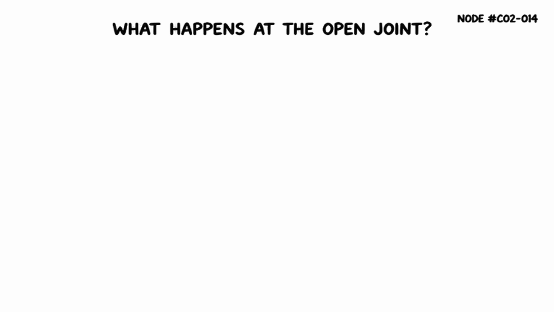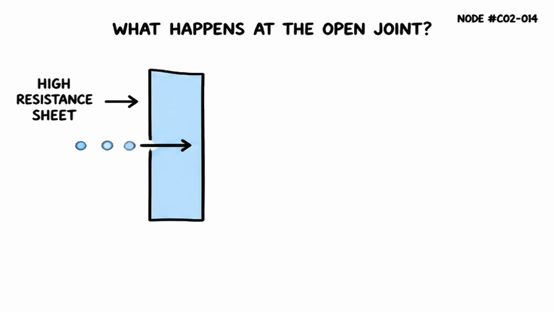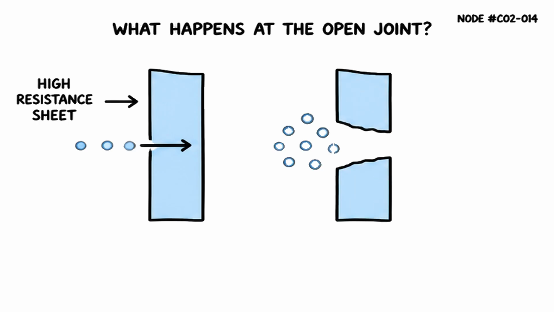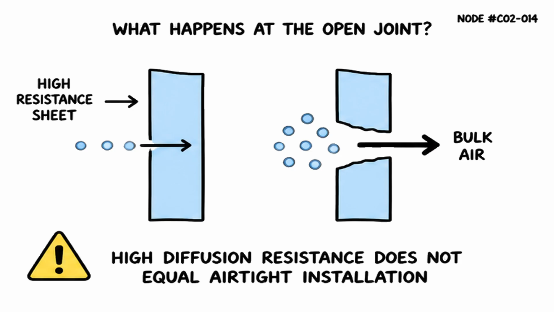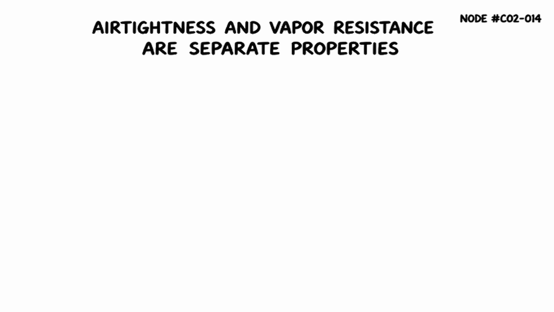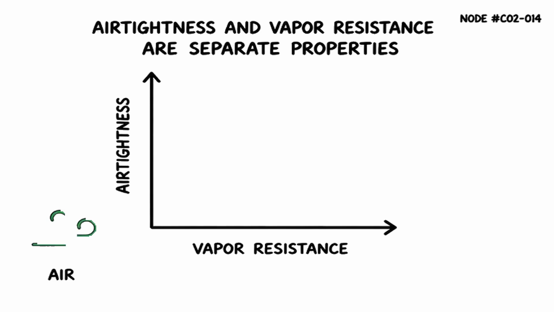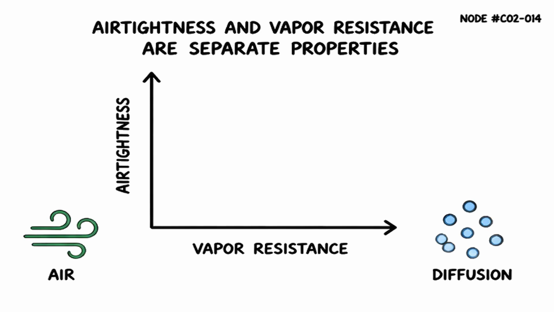Prediction test. The sheet has high diffusion resistance, but its joint is open. What happens at the open joint? Bulk air bypasses the material. SD describes diffusion through the material, not air moving through a seam. The reverse is also possible. A continuous airtight layer may still allow comparatively more diffusion through its material. Airtightness and vapor resistance are separate properties, requiring separate evidence.